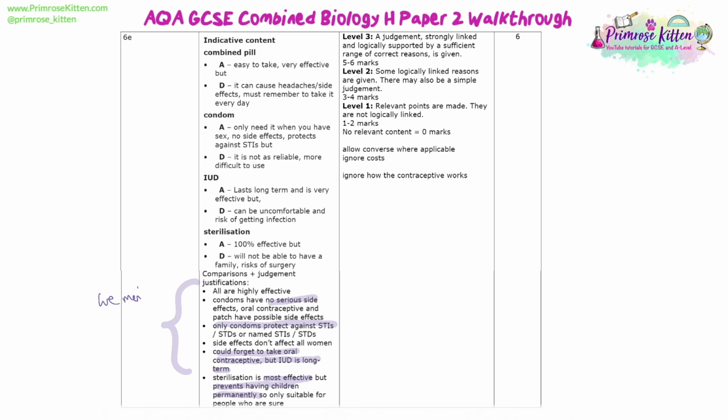So if you look down this bottom section, we mentioned a lot of these to show the kind of linking and the comparisons when we talked about our judgment at the end, or we mentioned them as we were talking about our advantages and disadvantages. So just giving a few advantages and disadvantages for some of these would get you 1 to 2 marks. Giving some of these as advantages and disadvantages, plus a simple judgment that just said, oh, I think condoms are the best, would get you 3 to 4 marks. And then an answer like we did, where we strongly linked our judgment to a range of reasons that were correct, because we talked about them and they were in the table, that gets us into the 5 and 6 bracket.